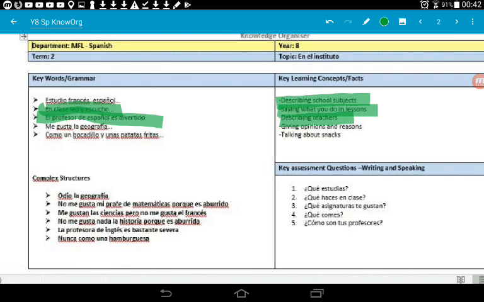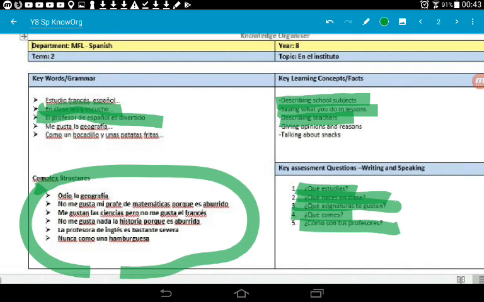Now, all this vocabulary will be available for you, for instance, in the workbook. At the end of each chapter, you've got the vocabulary. Also, you have this in your books, obviously. And these are the key questions that you need to be answering, guys. ¿Qué estudias? What subjects do you study? ¿Qué haces en clase? What do you do in class? What subjects you like? Describe your teachers, and maybe a little bit about snacks too might come up in the exam. And then here you go, some examples. Odio la geografía, no me gusta mi profe de matemáticas porque es aburrido, etc.